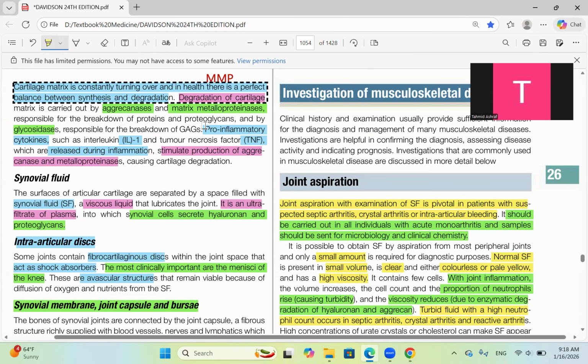Responsible for the breakdown of proteins and proteoglycans, and glycosidases.